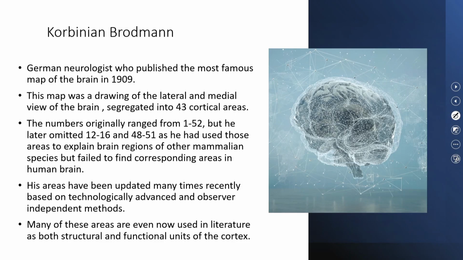Now, when we talk about the structure of the brain and the division of the brain into different domains, there are many important names, but one name whose research output and ideas we are still using is Korbinian Brodmann. He was a German neurologist who published the most famous map of the human brain in 1909.